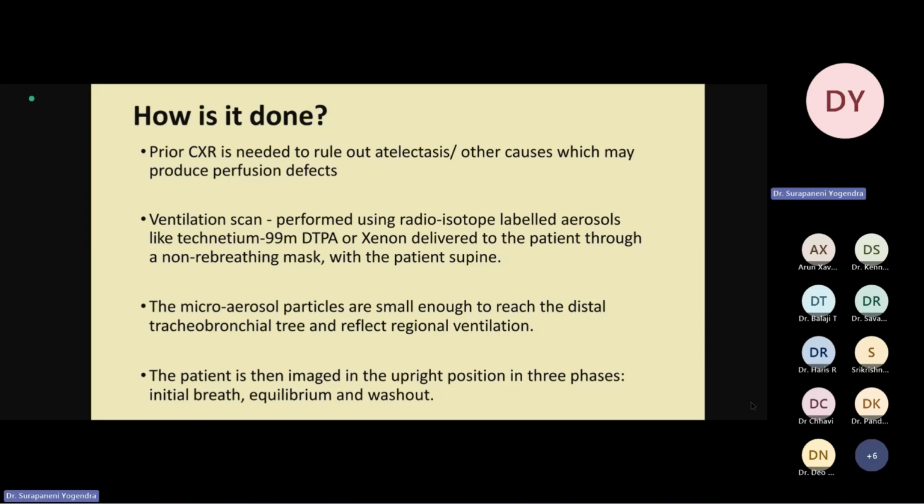The ventilation scan is performed using radio-labeled aerosols like technetium 99 DTPA, inhaled by the patient through a non-rebreathing mask in supine position. The microaerosol particles are small and reach the tracheobronchial tree and reflect regional ventilation. The patient is then imaged in the upright position in 3 phases: initial breath, equilibrium, and washout. The perfusion lung scan involves technetium 99 MAA, macroaggregated albumin, administered intravenously in supine position. These MAA particles are just large enough to lodge in the precapillary arterioles. A large field of view gamma camera is used to image the lung.